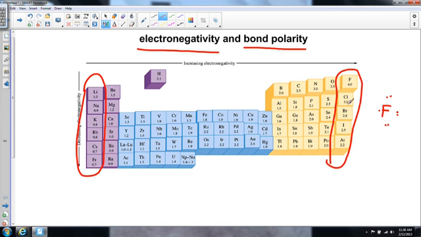So these guys have the highest electronegativity, and over here these guys are all in group 1, they all have one outer electron, and they have no desire at all to keep that. They just want to get rid of it. That's why their electronegativities are so small.